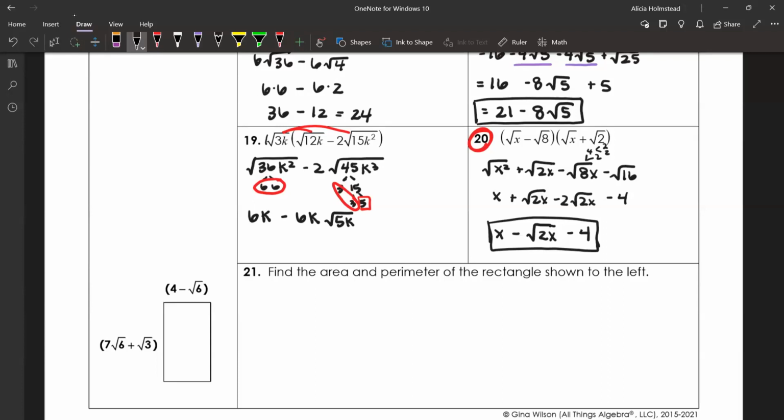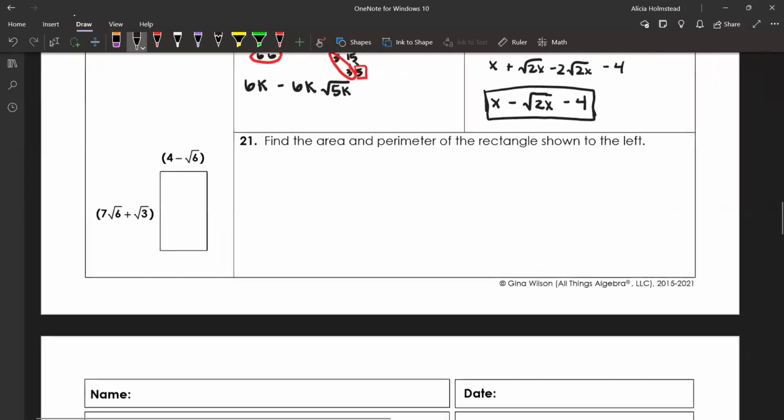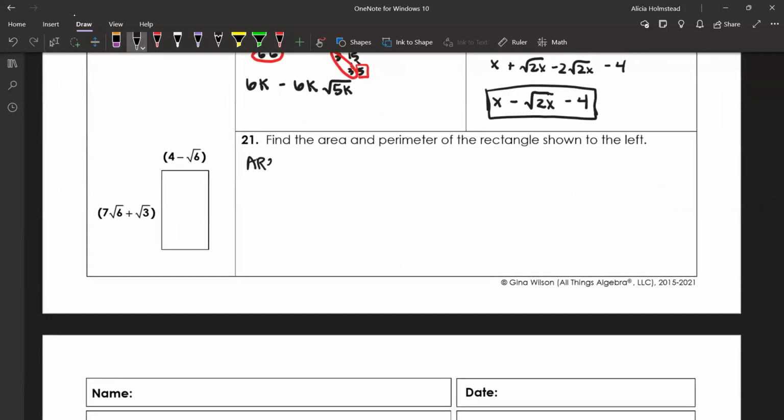Next one, we need to find the area and perimeter of the rectangle shown to the left. So let's find the area first. If you remember, area is length times width, so we're going to do 7 square root 6 plus square root 3 times 4 minus the square root of 6. And then we'll have to go ahead and FOIL. So 7 square root 6 times 4, 7 times 4 is 28. So we'll have 28 square root 6.